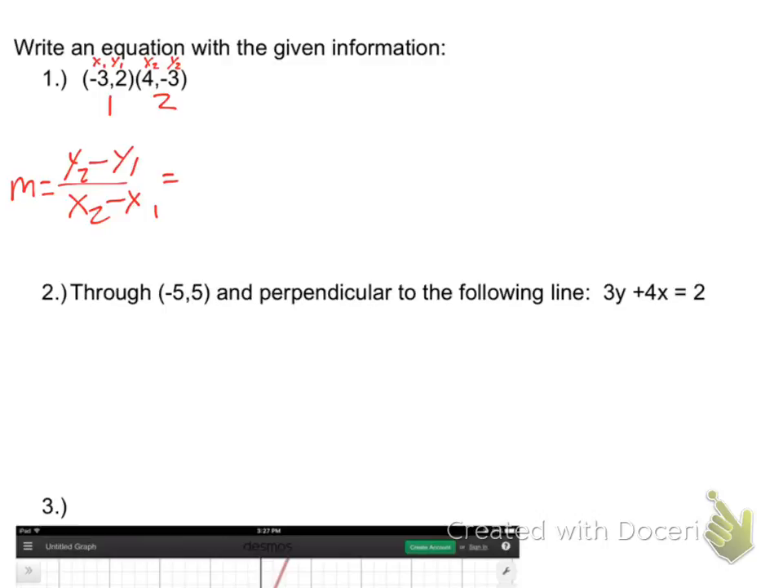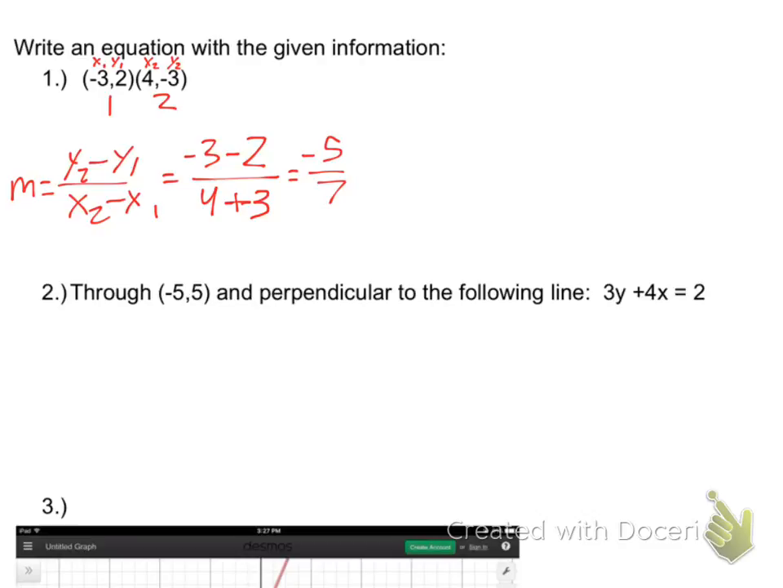So, start to fill it in. What is y2? Negative 3 minus y1, 2. x2 minus negative 3. Now this is where another sticking point that trips up a lot of students. If I subtract a negative, you have to add the positive. Two negatives create a positive, and so the slope of this line happens to be negative 5 over 7.